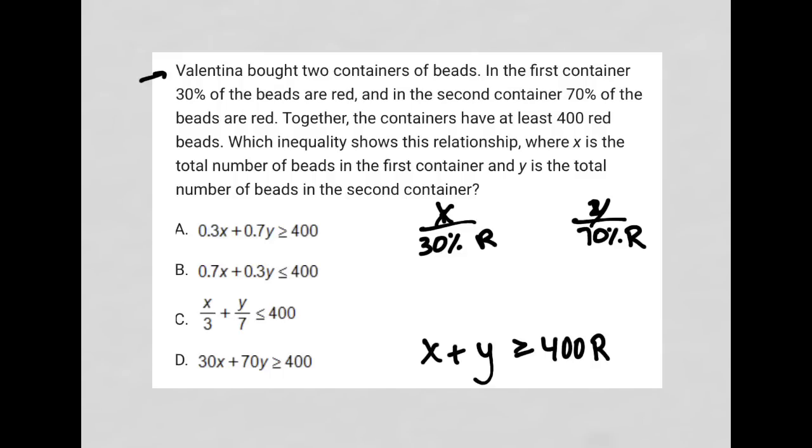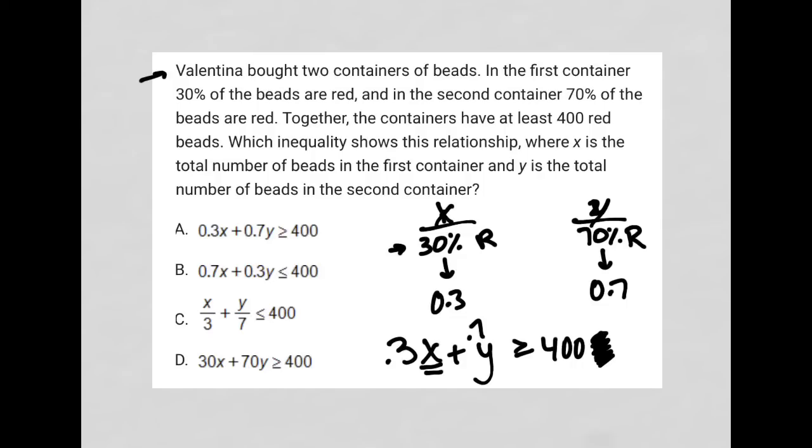So 30% of the beads here are red. I don't know how many total beads there are, but if X represents the total number of beads, then I would say, well, this is just 0.30 times X, right? Because 30% as a decimal is 0.3. 70% as a decimal is 0.7. So in terms of number of beads, I'd have 0.3X and I'd have 0.7Y should be greater than or equal to 400. And there's no need to put R because we know we're talking about red beads.